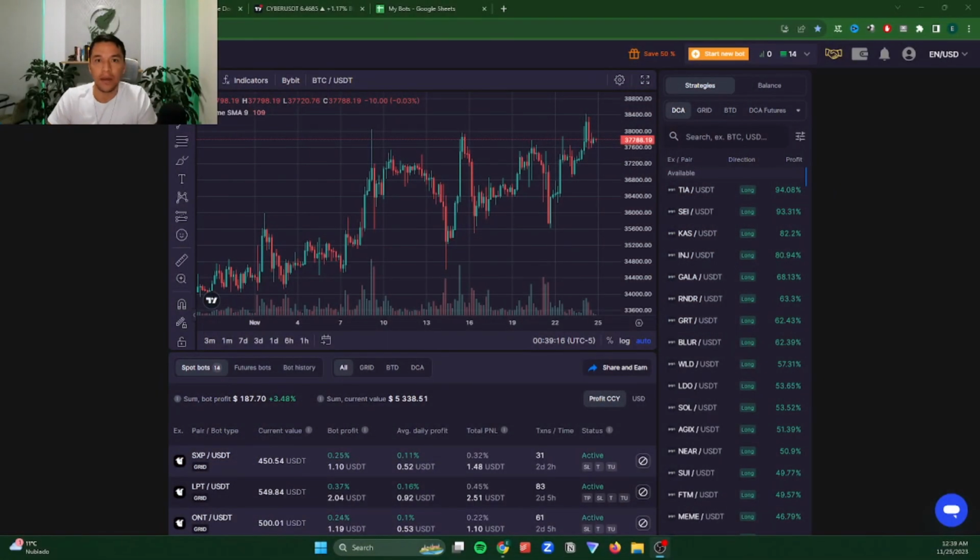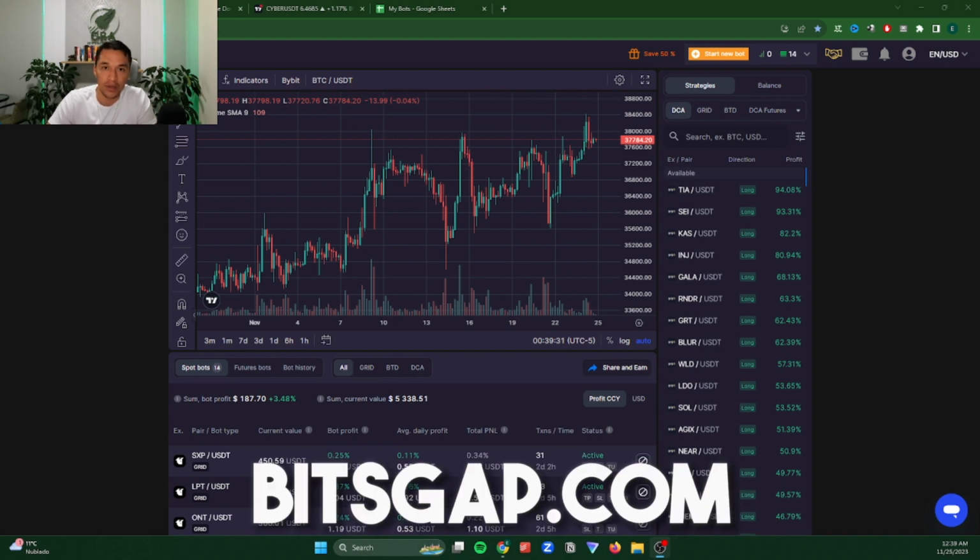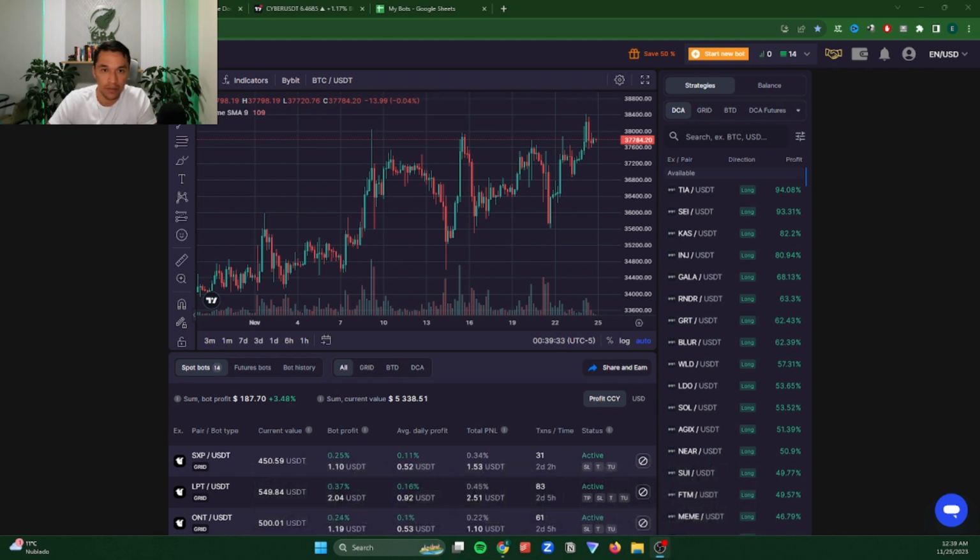Alright guys, so I'm here on my PC and let me go ahead and share with you how to deploy this grid bot step by step. So the software that I'm going to be using to deploy this grid bot is called Bitsgap. I have been using it for about 4 years now, highly recommended. Now if you want to sign up for Bitsgap, there is a link in the description. It's a referral link, so I would appreciate the support for the channel.